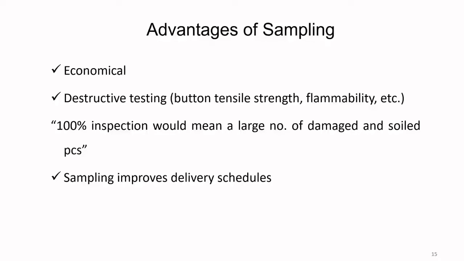And sampling improves delivery schedules. Because you are doing sampling, you are only taking out random samples, which does not take much time. Therefore, it helps you to do things fast, and therefore you are able to deliver faster. So sampling improves delivery schedules.